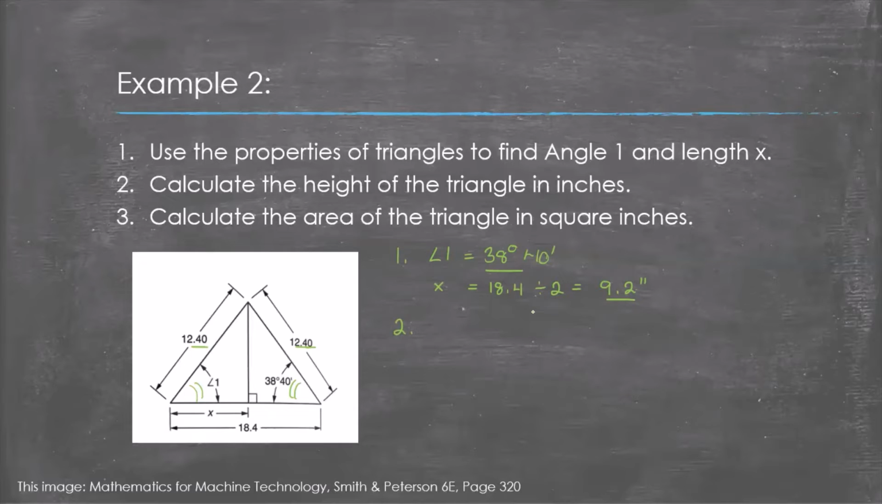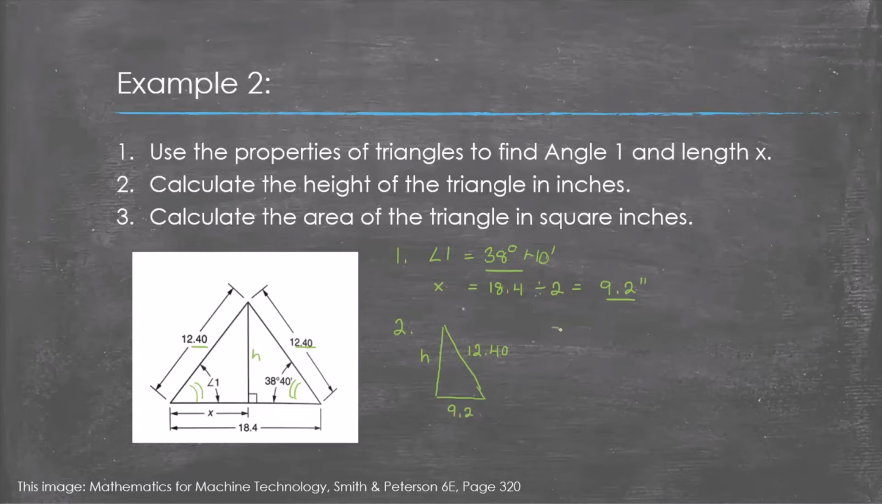2, calculate the height. So my height of this triangle is here in the center. In order to find the height, what I often say is we can only use the Pythagorean theorem if we have a right triangle. So we can't use this whole triangle because it's isosceles. The right triangle comes when we split it in half. So we're going to look at just half the triangle at a time. That's all we really need. So we have our height. We know that this side is 12.4. We know that the base we calculated is 9.2.